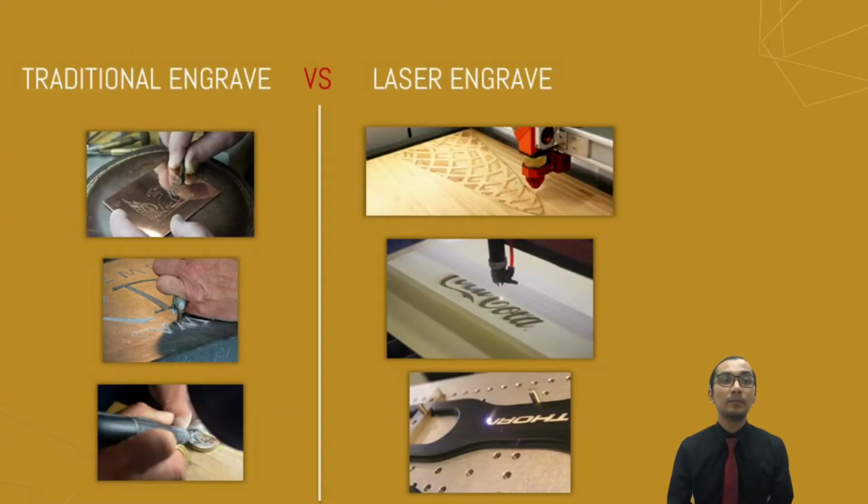So here is the example of traditional engraving versus laser engraving. Traditional engraving requires a lot of human skill and time to engrave, and the quality is unknown, depending on the human skill. And laser engraving can always engrave very fast and efficiently, with a high precision result.